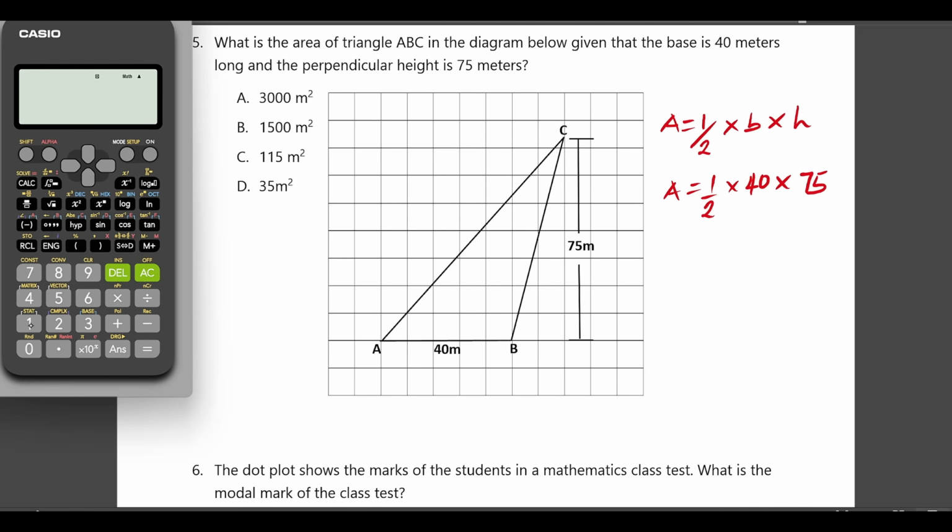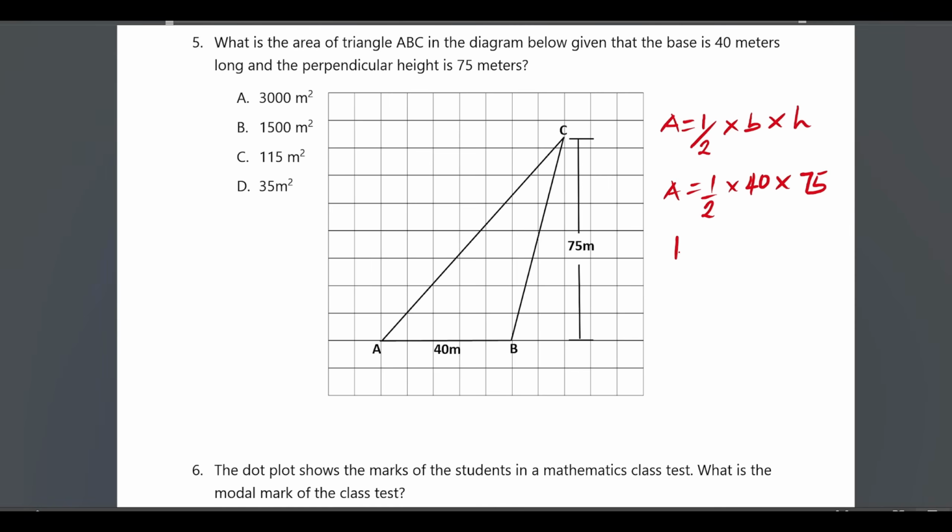So we have half multiplying the base length, which is 40, multiplied by the perpendicular height, which is 75. That gives 1,500 meters squared. So the right answer is option B.